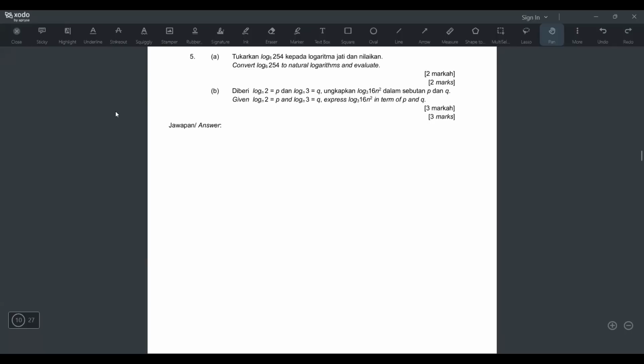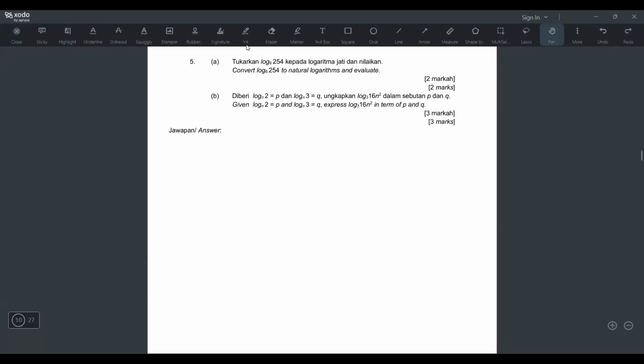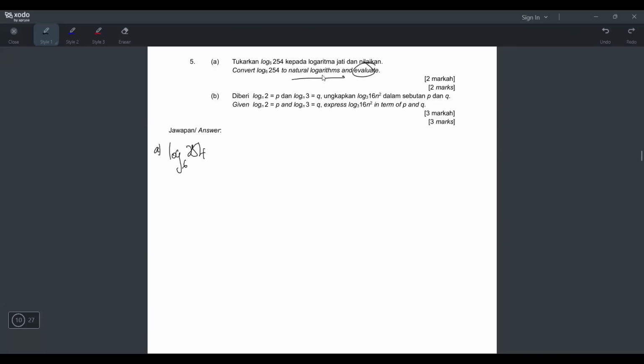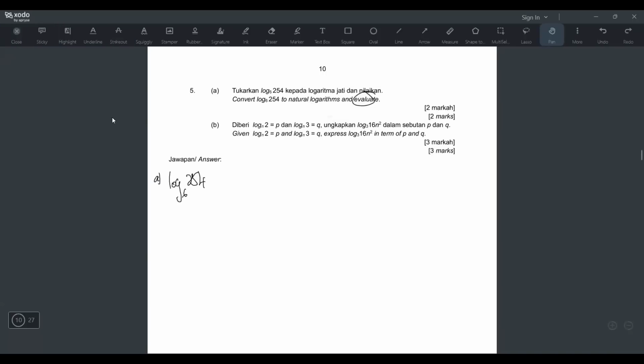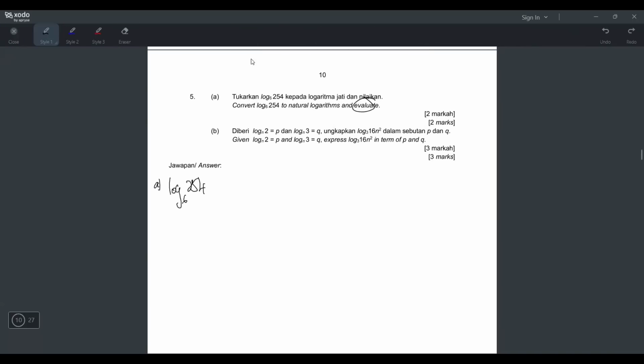All right, let's continue with number 5A. So 5A, it says convert log base 6 of 254 to natural logarithm and evaluate. What is natural logarithm? Okay, natural logarithm is this one, ln, right? What is ln? ln means log base e, right? The n stands for natural, and the l stands for logarithm, so natural log we call it.